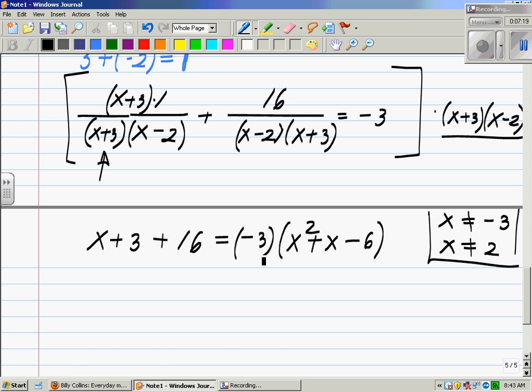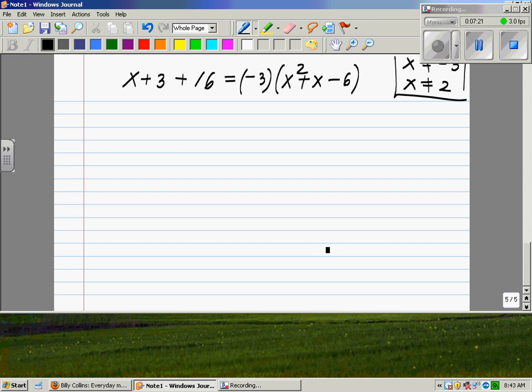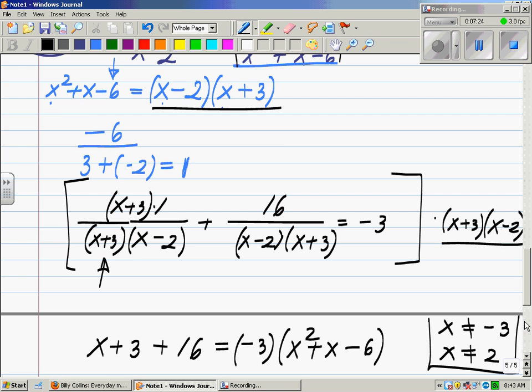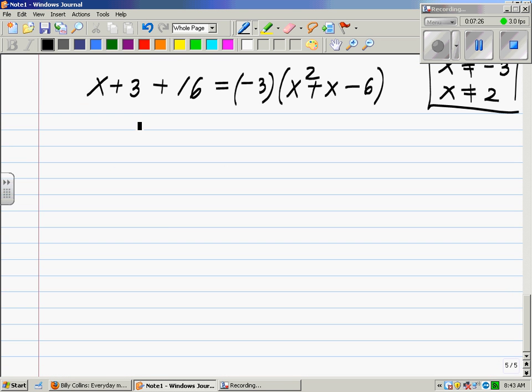Okay? Now, let's simplify this expression here. First of all, I have 3 plus 16, right? So it will be x plus 19 on the left side. On the right side, you're multiplying this negative 3 by everything that's inside the parentheses. And I have minus 3 times x squared, negative 3x squared. Minus 3 times x will be negative 3x, minus 3x. Minus 3 times minus 6 will be plus, right, plus 18.